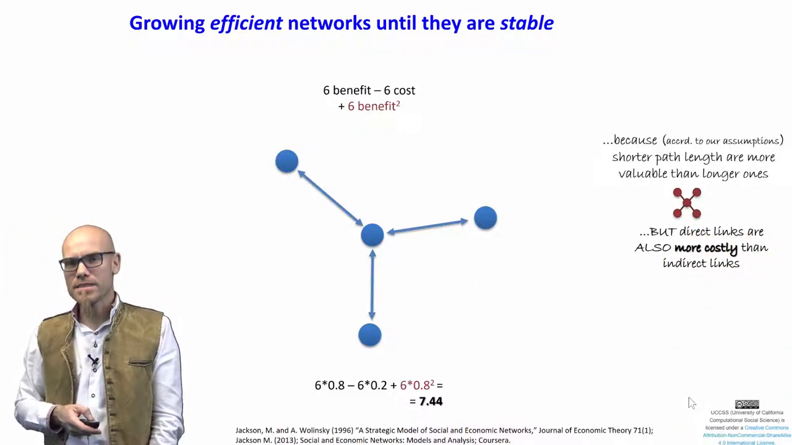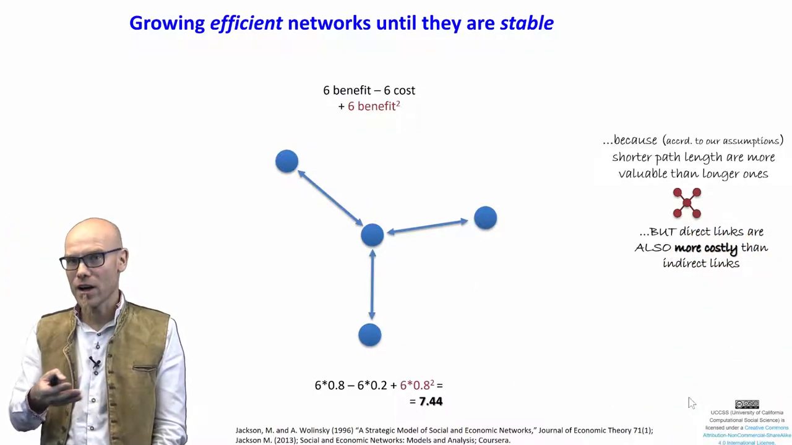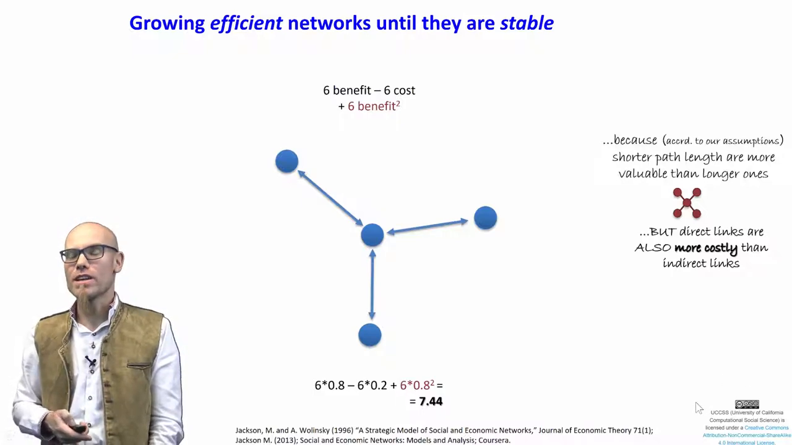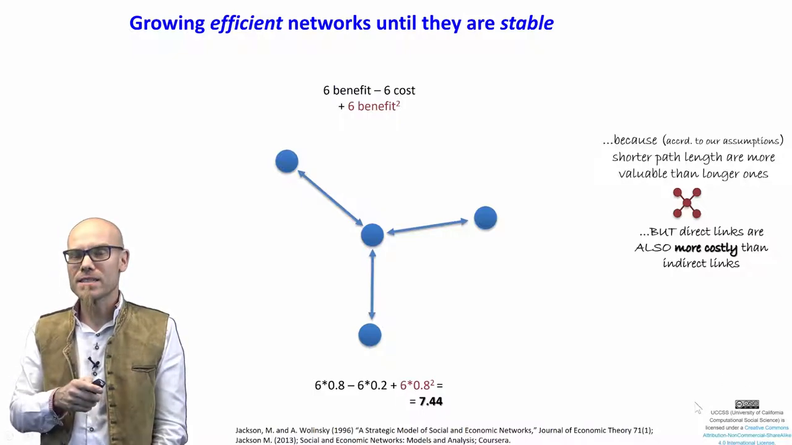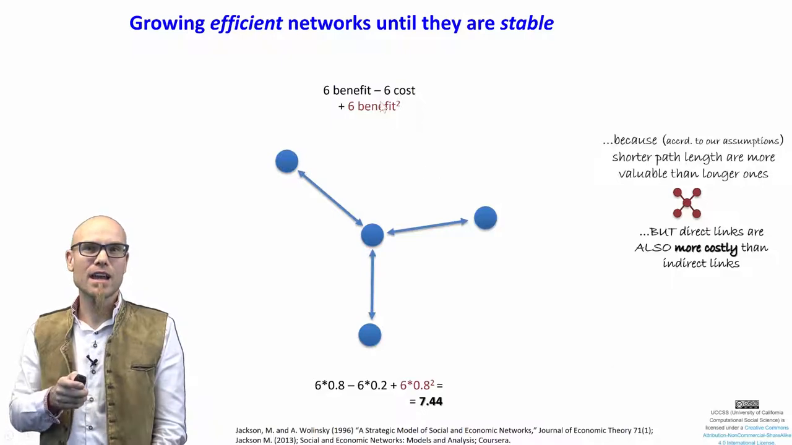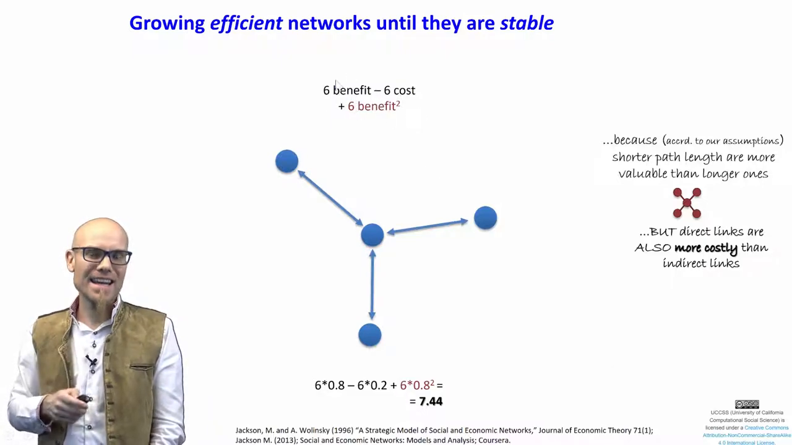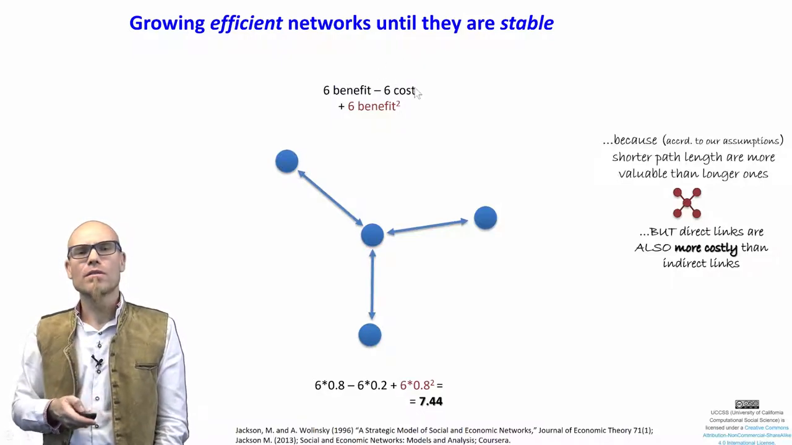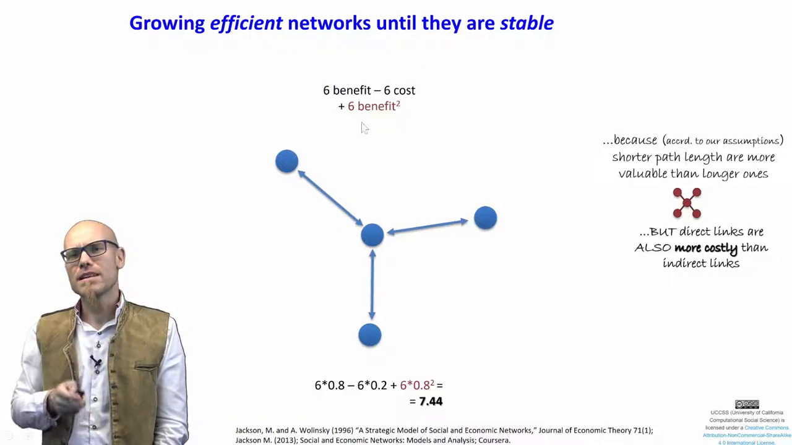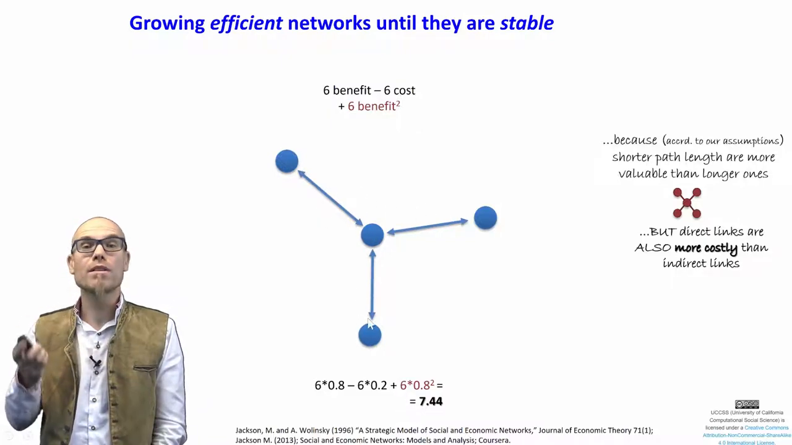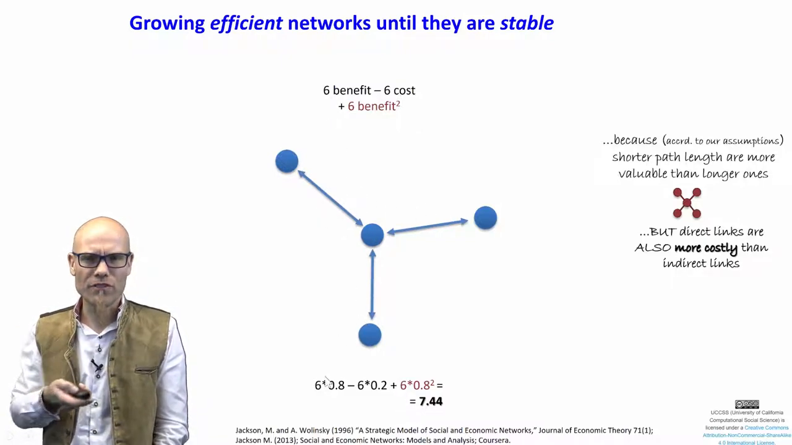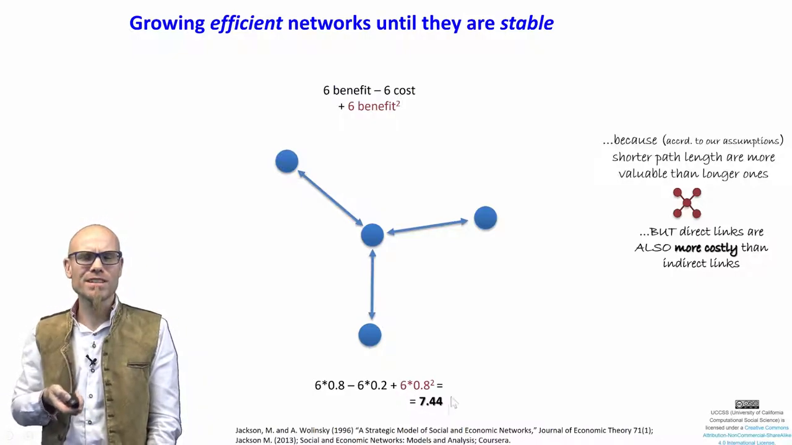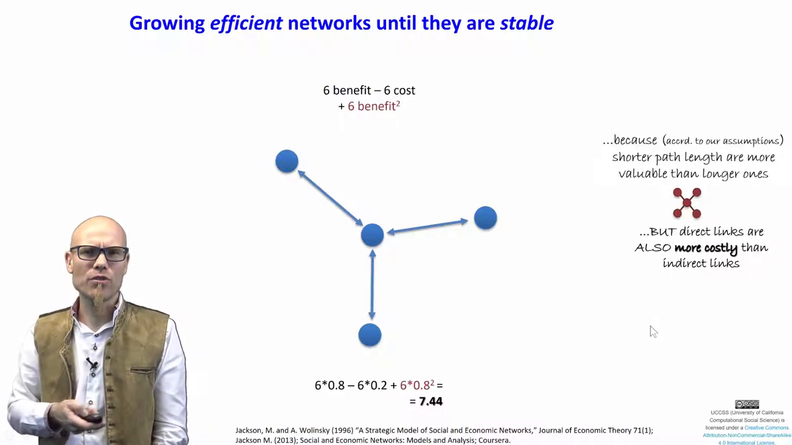Okay, so let's look at this. That's, we said, our best social configuration. And we said there are 6 direct benefits, 6 direct costs, and 6 indirect benefits as well, right? You can go back and look at why that is. But let's calculate the benefits for each one of them. How does the total benefit of 7.44, or whatever the number is, distribute among these four nodes?